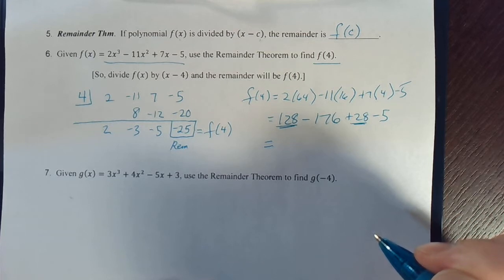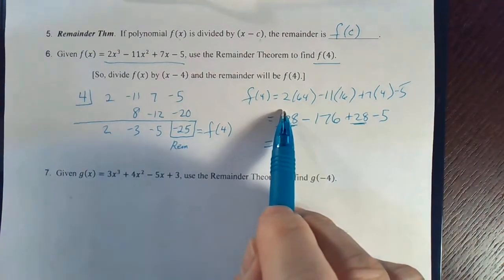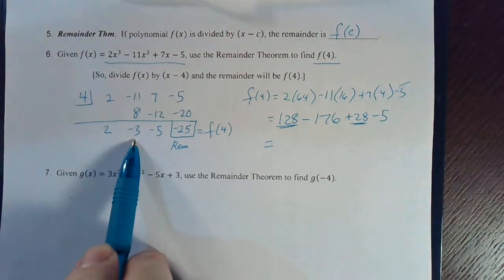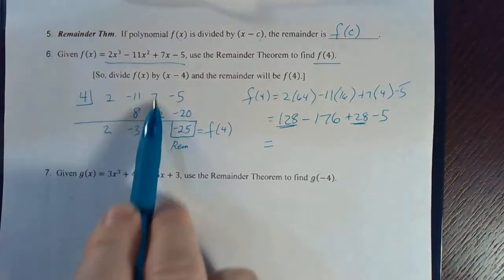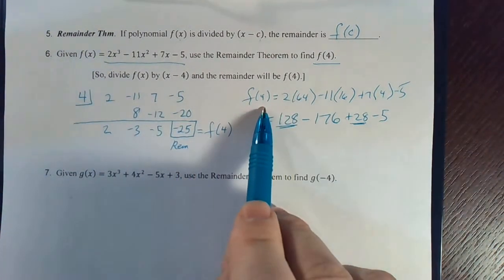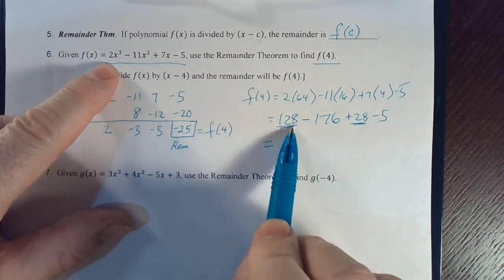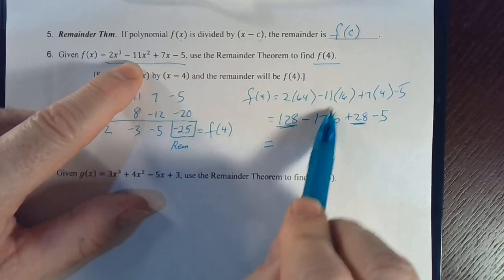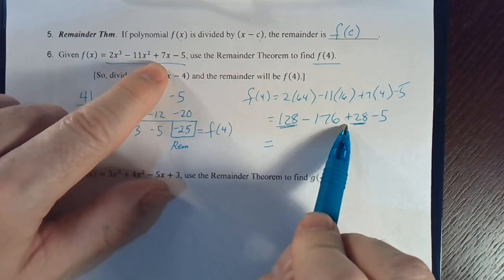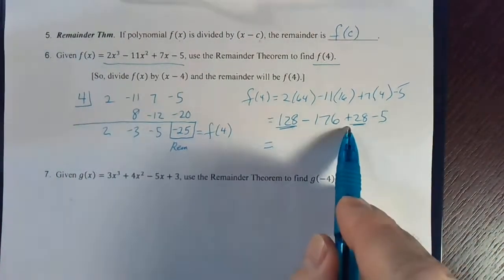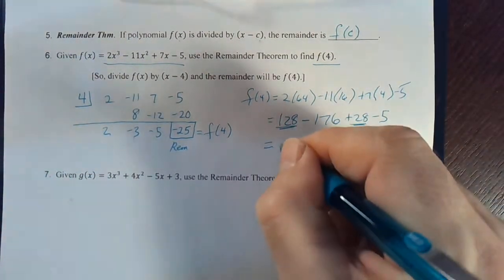Let's see. That is not working out. I plugged in a 4, let me make sure I did it correctly. Let me go through all these again. That's an 8, that would be negative 3. Negative 12 would be negative 5. Negative 20, negative 25. All right, so then f of 4 is 2 times 64, 128, minus 11 times 4 squared, which is 16. Yep. Plus 7 times 4 is 28, minus 5. So 128, that's 156.